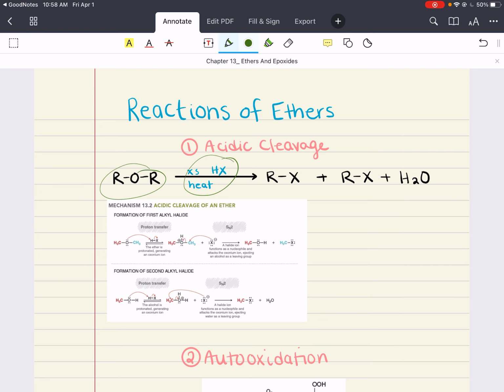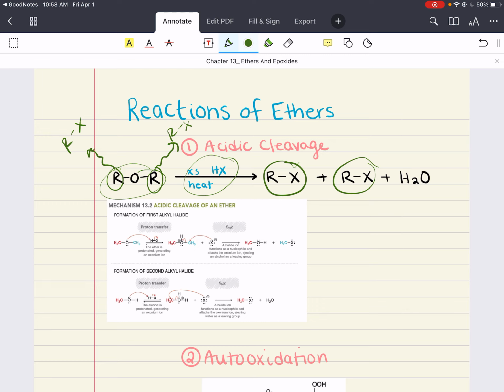So what that means is every R group that was once attached to your oxygen to form your ether will go out on its own to form an alkyl halide of some sort. So when you treat an ether with a strong acid and heat, you're going to form two alkyl halides.